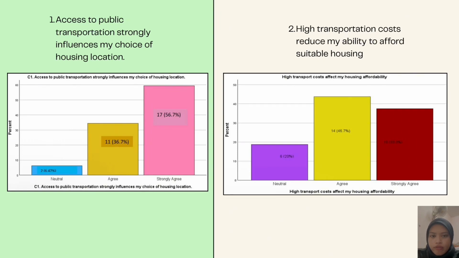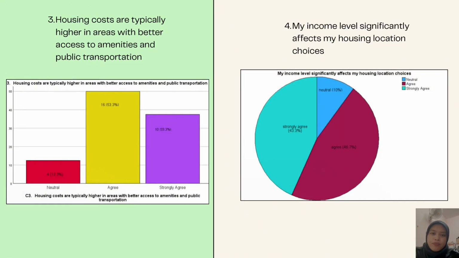Regarding transportation costs, 46.7% agree and 33.3% strongly agree that high transportation costs reduce their ability to afford suitable housing, while 20% were neutral. This indicates that transportation expenditures significantly constrain household finance. For housing costs in accessible areas, 53.3% agree, 33.3% strongly agree, and 30.3% were neutral that housing costs are higher in areas with better access to amenities and public transportation. This reflects the trade-off between accessibility and affordability.